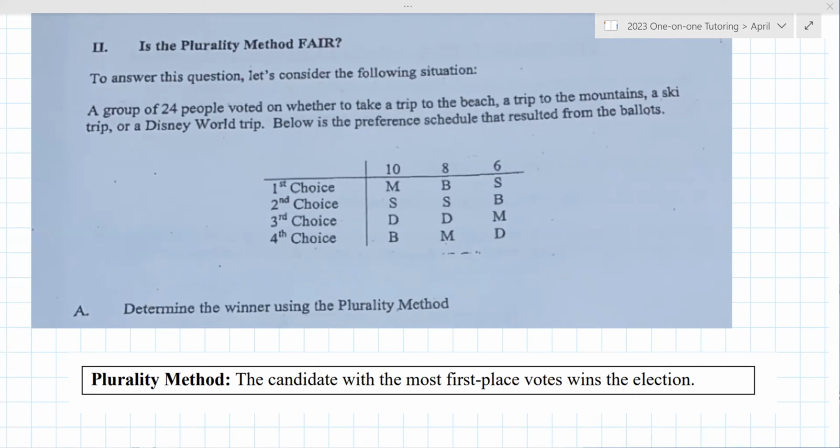Okay. Does that look similar to what maybe you saw in class? Yeah. So it looks like your teacher is emphasizing this fairness criteria.